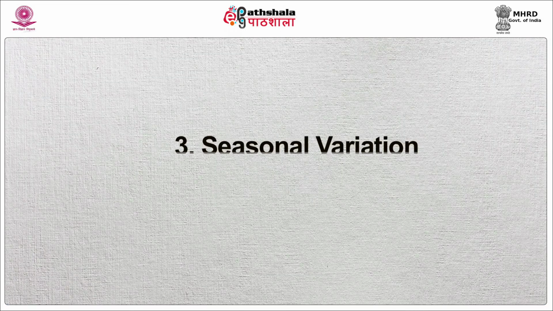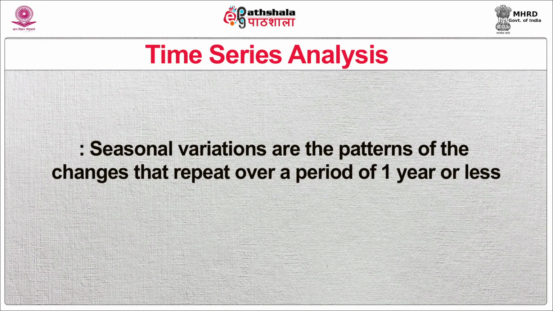The third variation is the seasonal variation. Seasonal variations are the patterns of change that repeat over a period of, say, 1 year or less. This means that as against the cyclic variations, seasonal variations are of relatively shorter period. For instance, the sales of consumer items tend to increase due to festivals like Deepavali, as there is a tradition of giving gifts. The sales of automobiles in the northern part of India are much higher in the months of April and May due to the harvesting season.